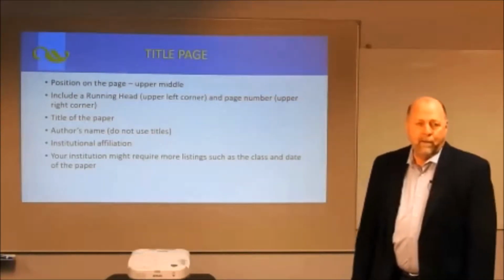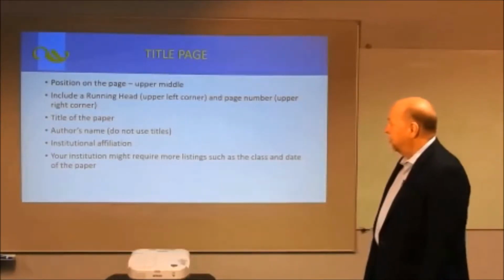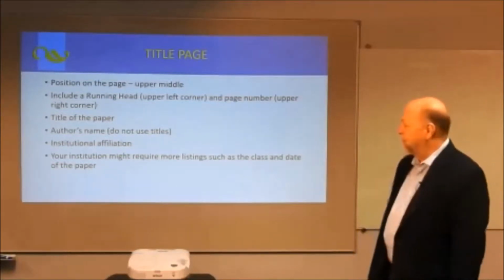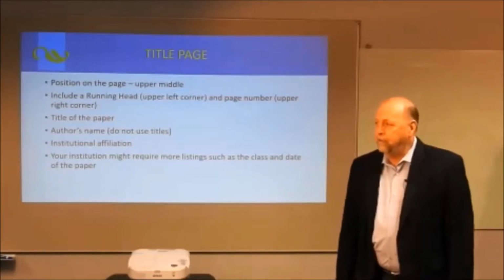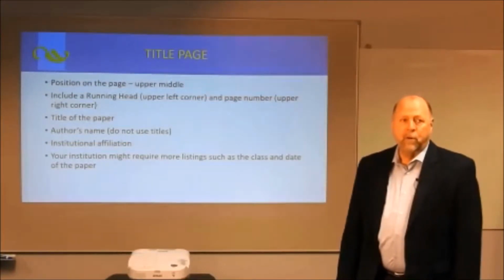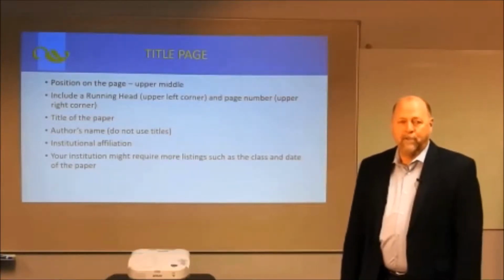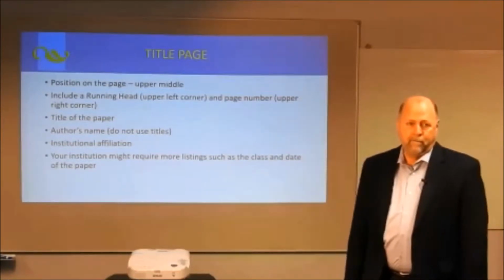On page 1, you're going to start in the upper left-hand corner to include a running head. That's basically the title of your paper. And then in the right-hand corner, you want to begin your page numbers. Begin the title page with page 1. You want to scroll down to approximately the middle of the page, and you want to put the title of the paper there, center tab.